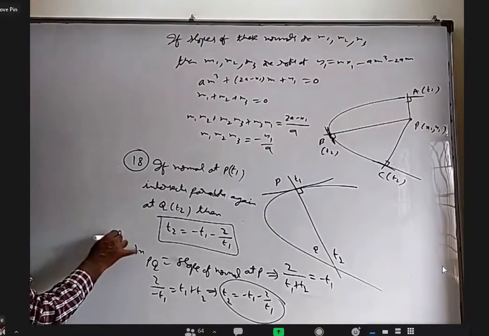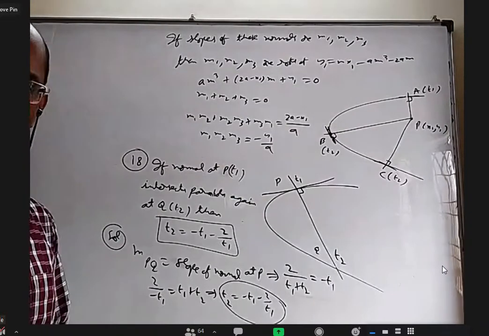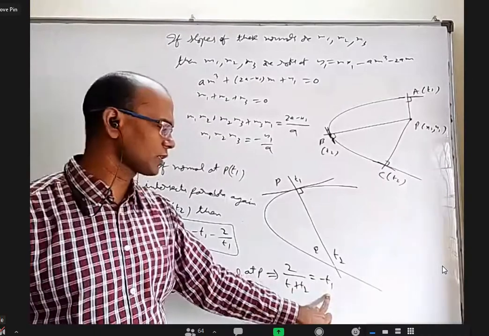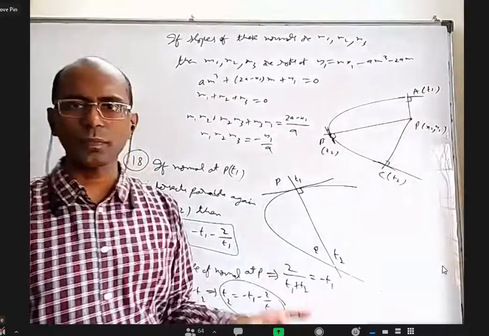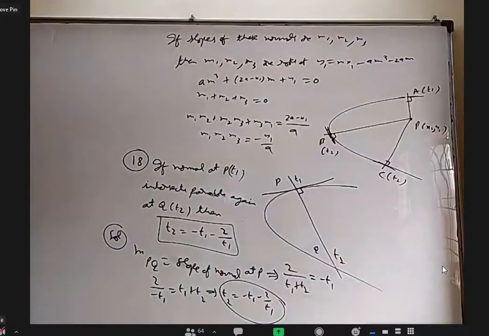Sir, can we find the slope of the tangent at T1 and equate the product of slopes to minus 1? Yeah, it's almost the same as that. Instead of equating to minus T1, you can write 1 by T1 and equate it to minus 1, because the slope of tangent at T1 is 1 by T1. Yes, you can do that. Yes, sir.